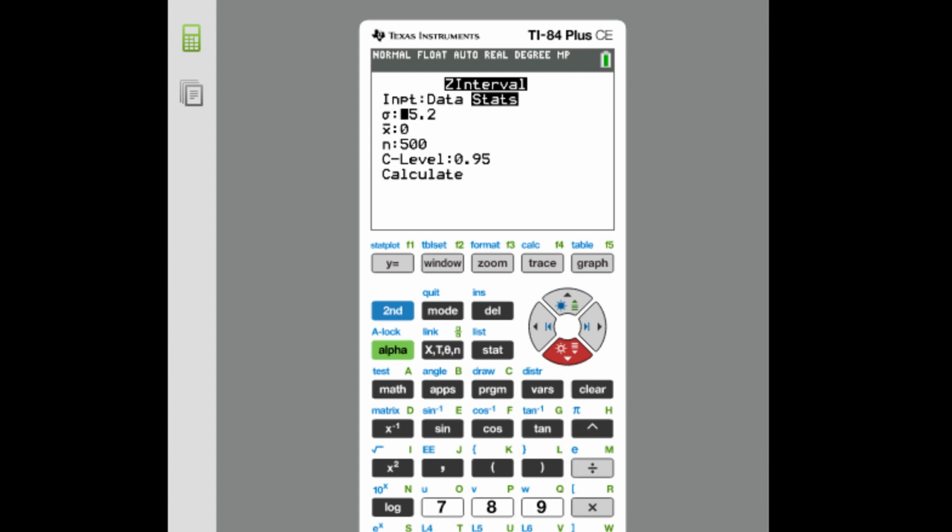Okay, what is it? 1.8. What's your sample mean? 6.5. What's the sample size? 600. What's the confidence level? 99. So you just have now 4 values here.